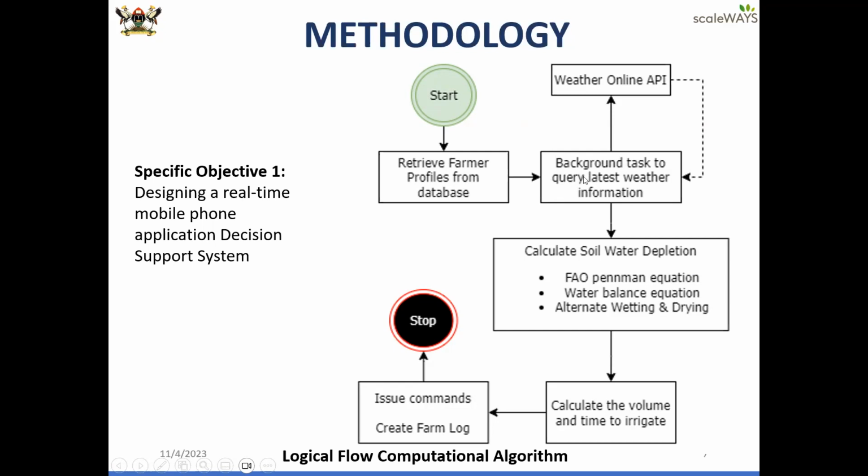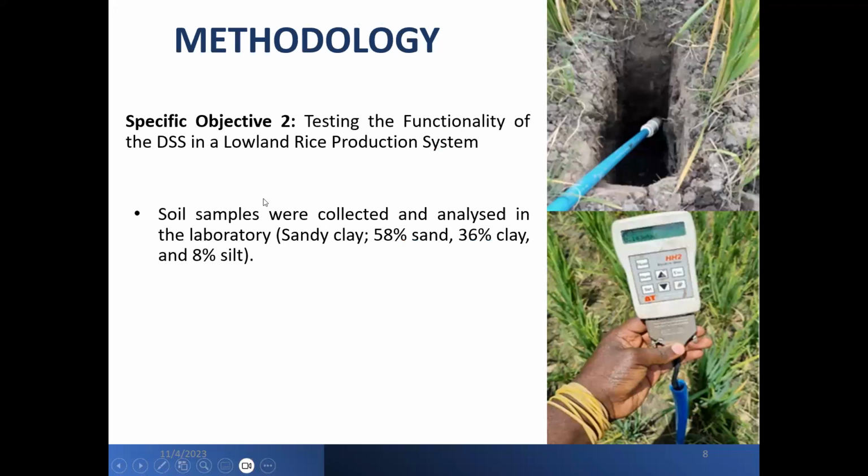And then we have the background task that queries the latest weather information from the Weather Online API. So the returned information is used in the FAO Penman-Monteith equation and the water balance equation, combined with the alternate wetting and drying with the crop environment to determine how much water and when it is needed. So here we are able to calculate the volume and time to irrigate, and then issue commands to the farmer, which we can also log as information that can be retrieved for use.